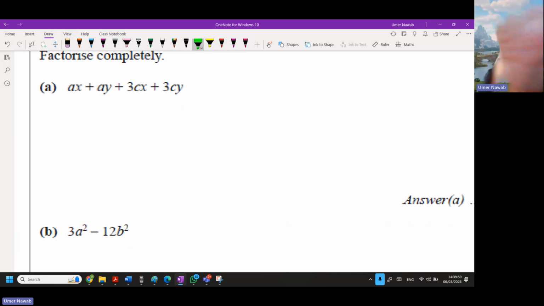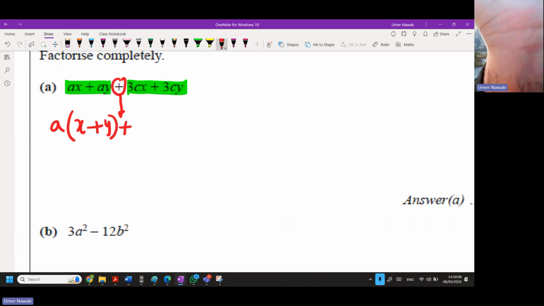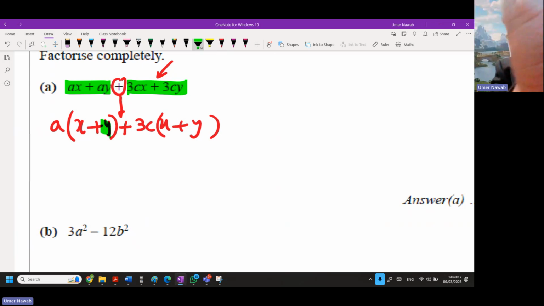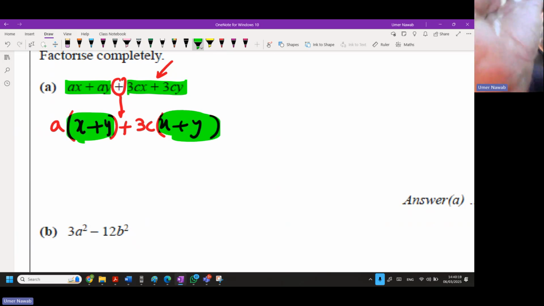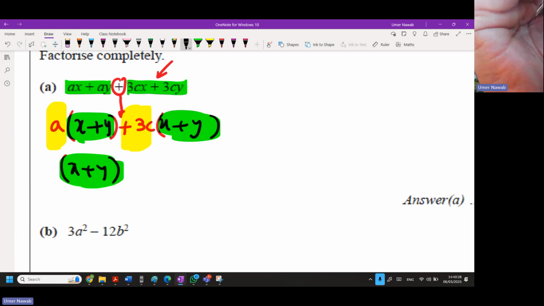Now, this question, I need to go for grouping. You remember what is common in the first two. A is common, so x plus y. What is the sign we have? Plus sign. Plus doesn't change the sign. Just check what is common in the two terms. So 3c is common. What is left inside? x plus y. As routine, you always get the same brackets, x plus y, x plus y. x plus y one time outside if you take it common. Now what is left inside the bracket? a plus 3c. And that's the final answer.